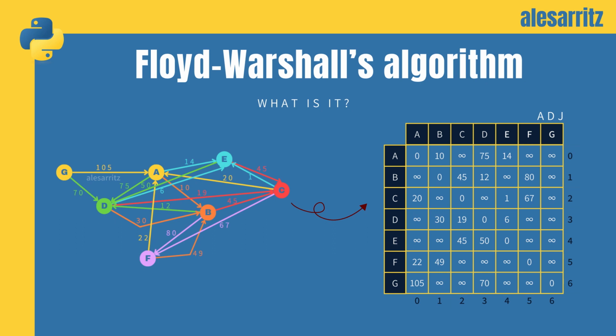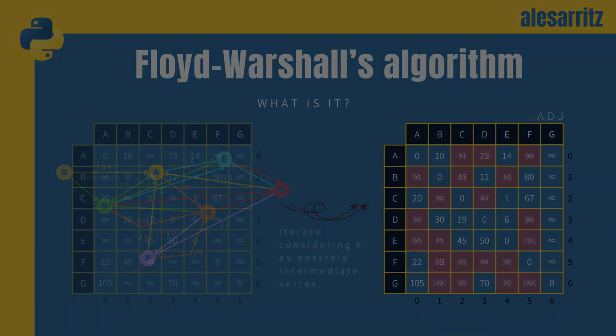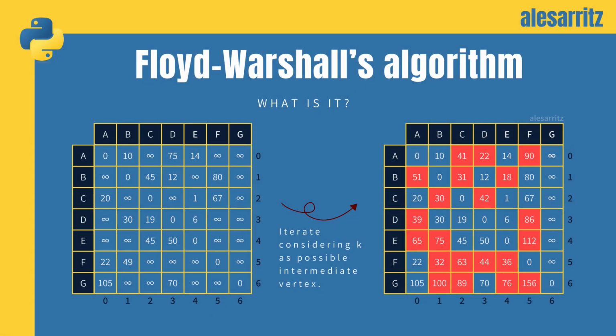Floyd-Warshall's algorithm uses an adjacency matrix data structure and needs the vertices to be enumerated from 1 to n, with n being the number of vertices of the graph. As you can see, every cell represents an edge. The algorithm uses these numbers to define the length of the shortest path from a vertex to another, using only vertices numbered from 1 to k as possible intermediate vertices.